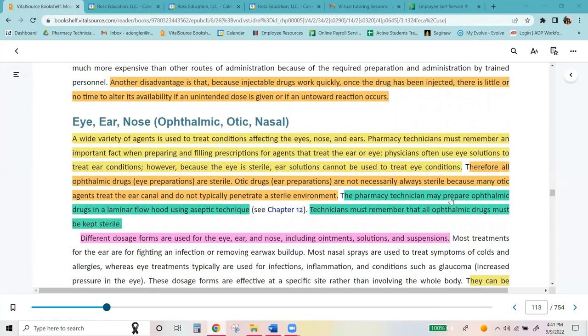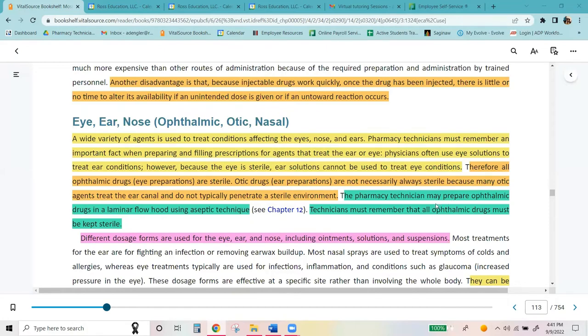A wide variety of agents are used to treat conditions affecting the eye, nose, and ears. We must remember an important fact when preparing and filling prescriptions for agents that treat the eye or ear. Physicians often use eye solutions to treat ear conditions. So yes, this is true.